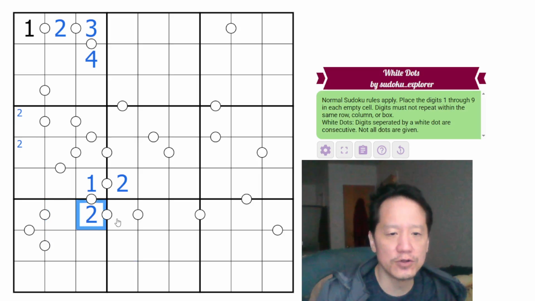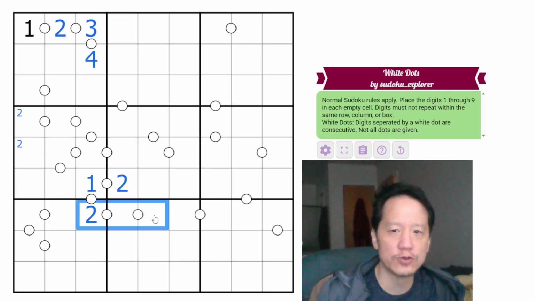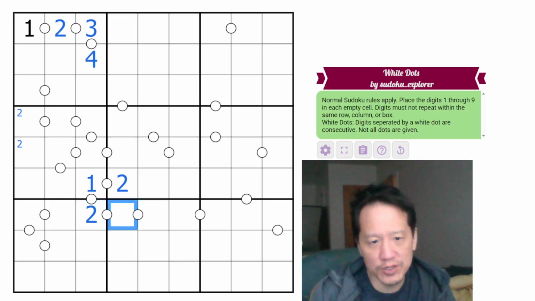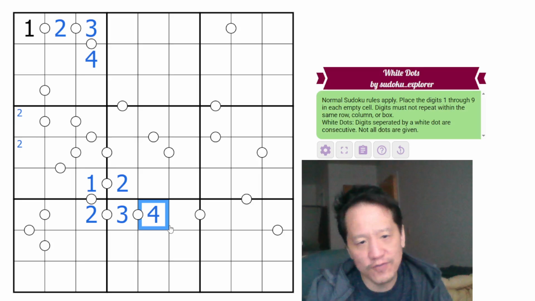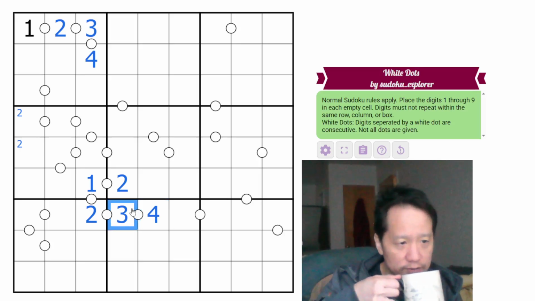This 2 can only be next to 1 or 3, and if it's 1 here, this would have to be 2 also, which would break because of normal Sudoku rules. So this has to be a 3, which means this has to be a 4, because 3 is only consecutive with 2 and 4. And we already have a 2 in that row.